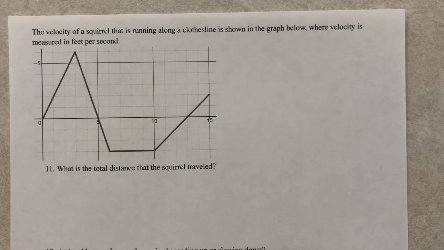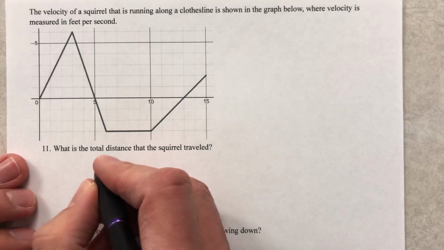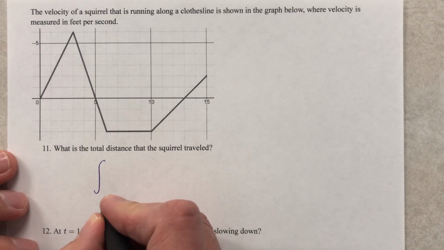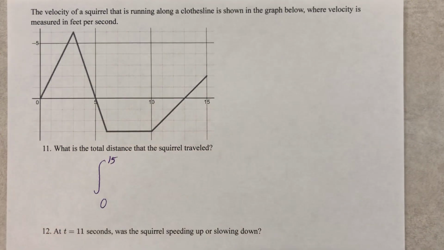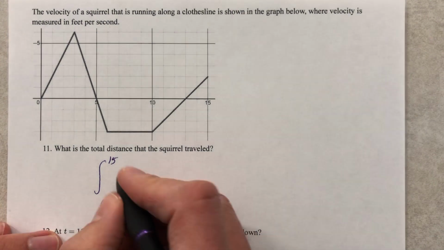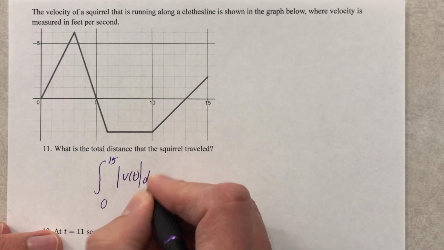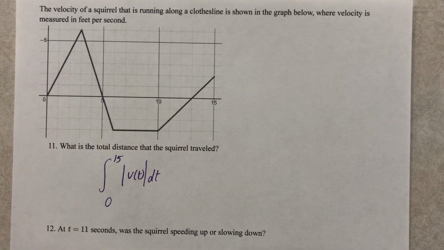So, total distance that the squirrel traveled. Well, let's do it. Total distance that a squirrel travels is going to be the distance that he travels, because he's a squirrel. No, it's not. From 0 to 15. I should have put the interval in there. But we're going to go the interval from 0 to 15 of the absolute value of this guy's velocity, but then we run into a problem because we're used to dealing with an equation or a table of values, but in this case we have a graph.